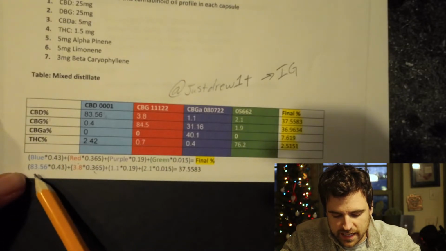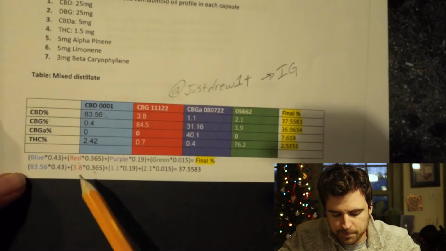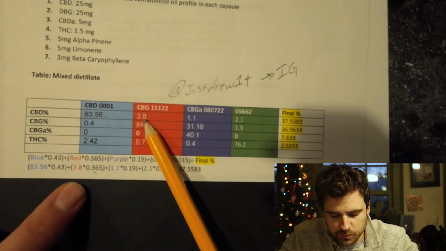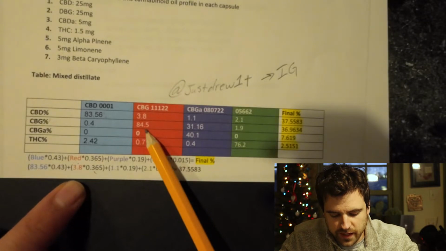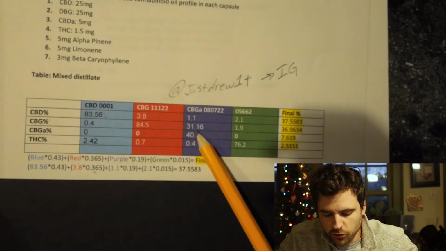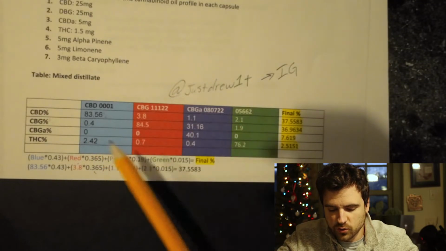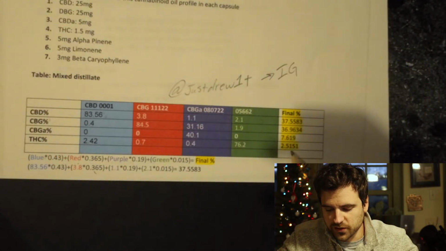Right? You're going to do the same thing. Instead of using 83.56 in this equation, you're going to be using 0.4. Here, instead of 3.8, you're going to be using 84.5, etc. Instead of 1.1, you're going to be plugging in 31.16, etc., going down for each cannabinoid percentage.